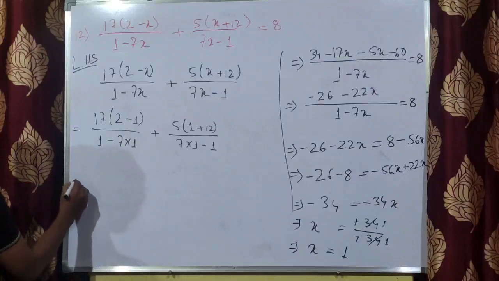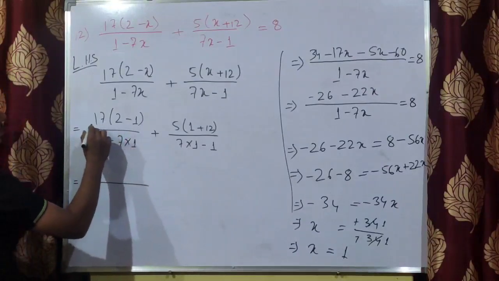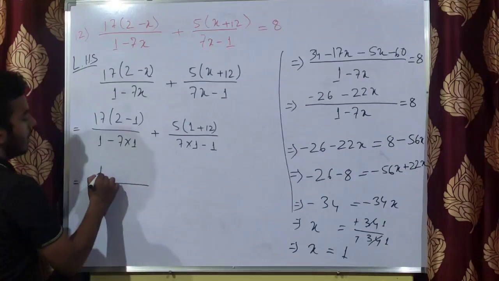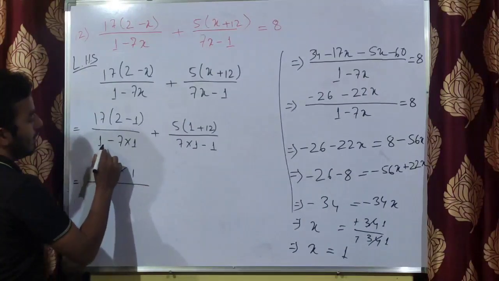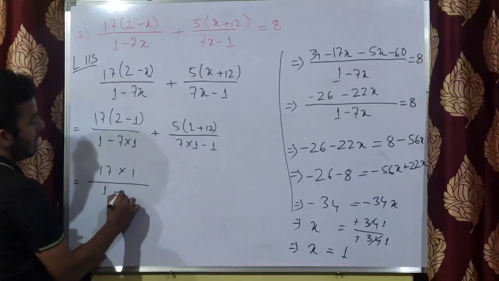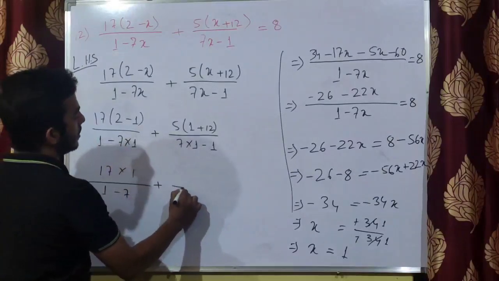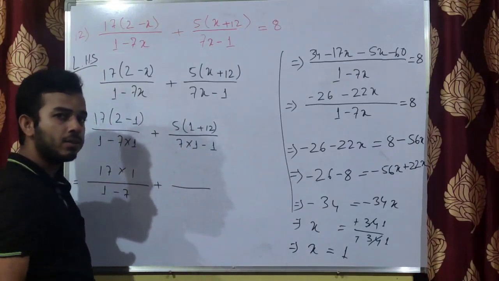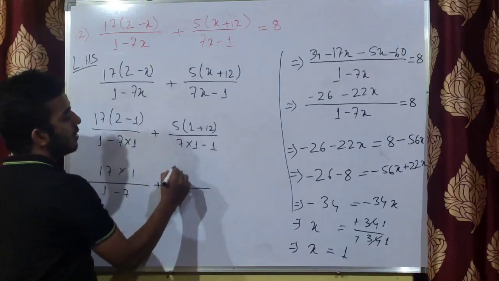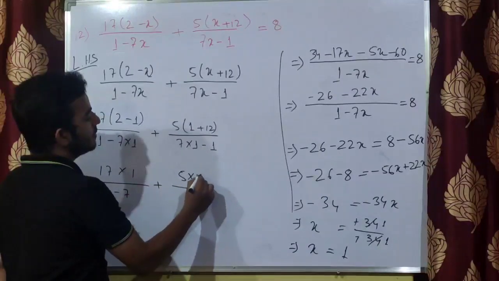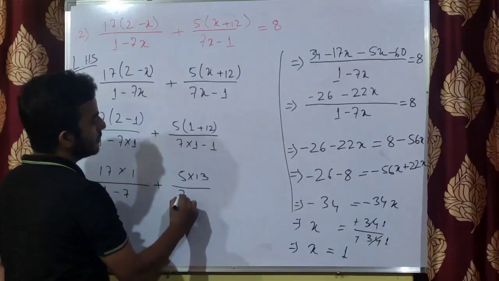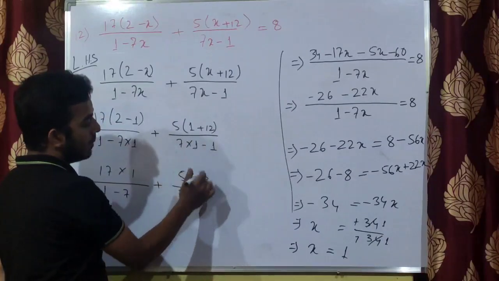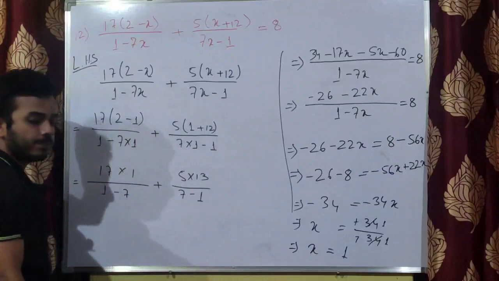So 2 minus 1 is what? 1, right? So 17 into 1, then here 1 minus 7 plus 5 into, 1 plus 12 is how much? It is 13, right? So 5 into 13, then 7 into 1 is what? 7, then minus 1.